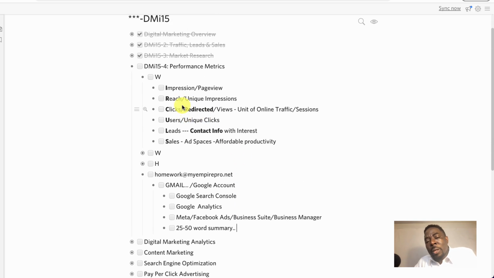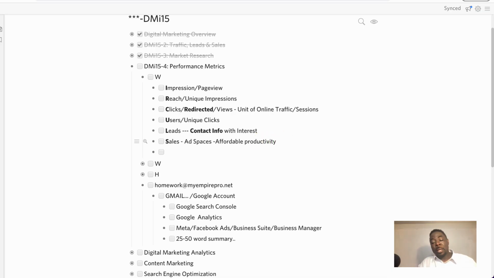But today, what I want you to focus on, if you're going to go ahead and Google some of these terminologies too, is get familiar with all 6 of these different metrics: impressions, reach, clicks, users, leads, and sales. Just get familiar with them. We start with one. There are 5 transitions from one stage to the other here. How do you get impressions to become clicks? How do you get clicks to become leads? How do you get leads to become sales? Those 3 transitions are basically how you make money online.